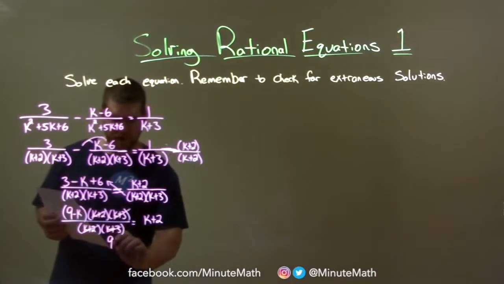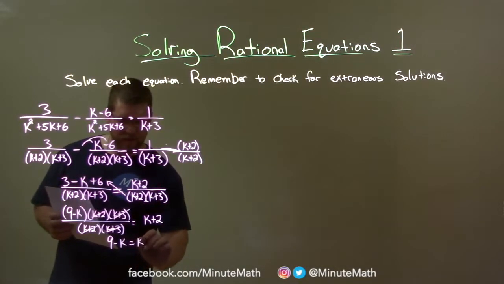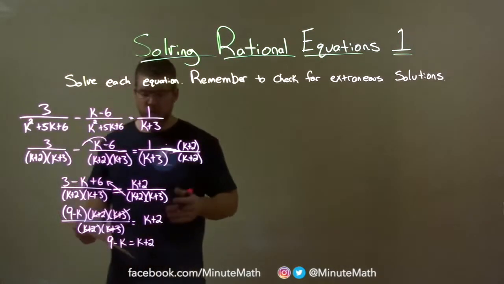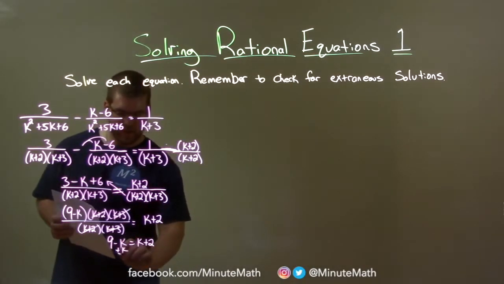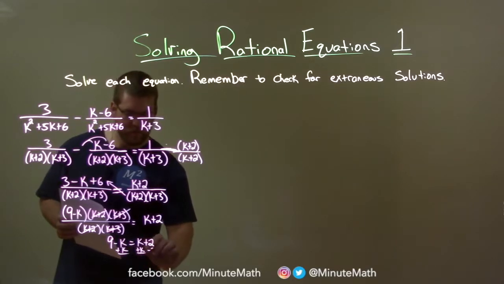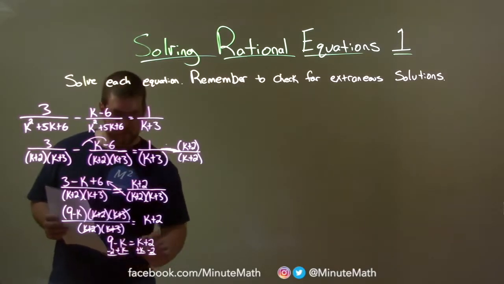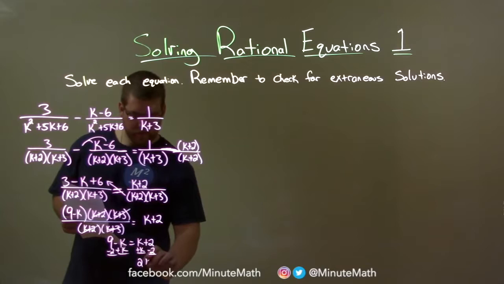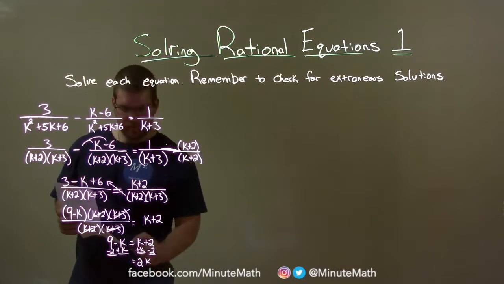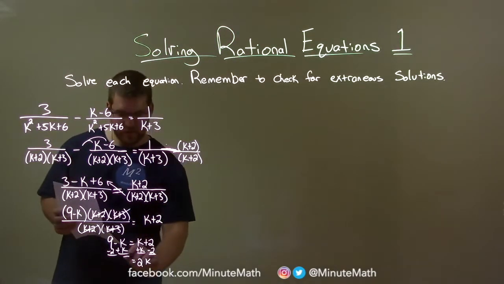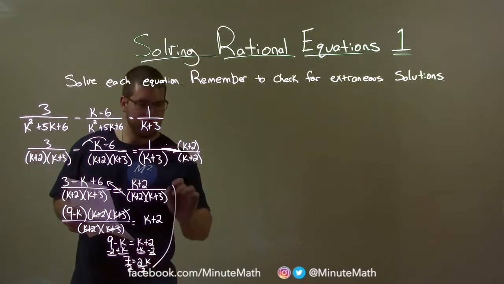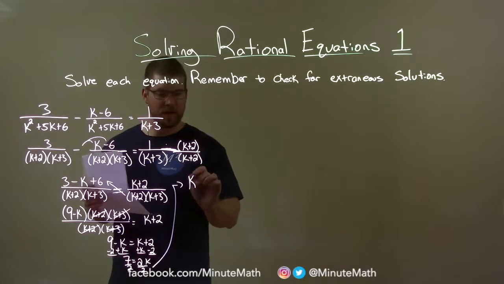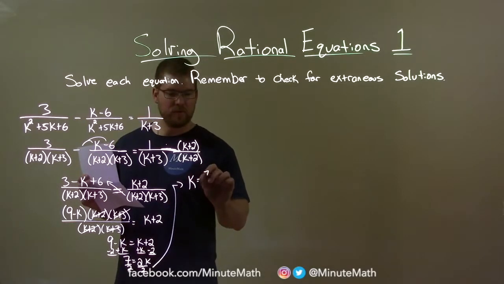Now I'm left with 9 minus k equals k plus 2 here. Let's bring all of our k's together and all of our numbers together. So if we add a k to both sides here, and we subtract a 2 from both sides, we're left with 2k equals 9 minus 2, which is 7. Divide both sides by 2. And we put our final answer here, and rewrite it, k coming first. k equals 7 halves. Okay?